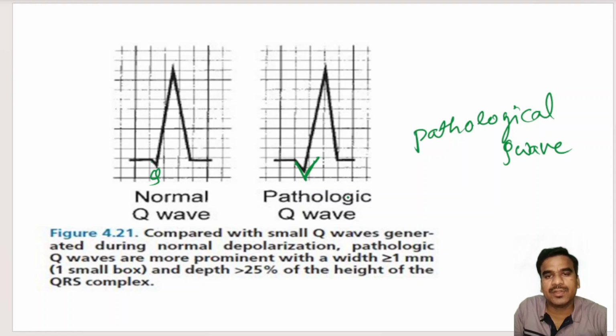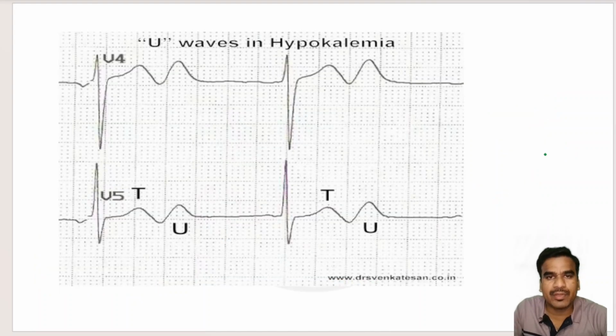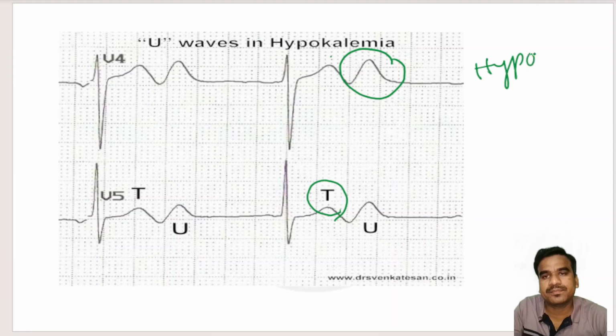So this is the pathological Q wave, the deep curve. This is the normal one and this is the abnormal one, so this indicates the old MI. Okay, we will move on to the next. This is the U wave in hypokalemia. This is the T wave and this is the U wave. The U wave indicates hypokalemia, and ST elevation indicates hyperkalemia.